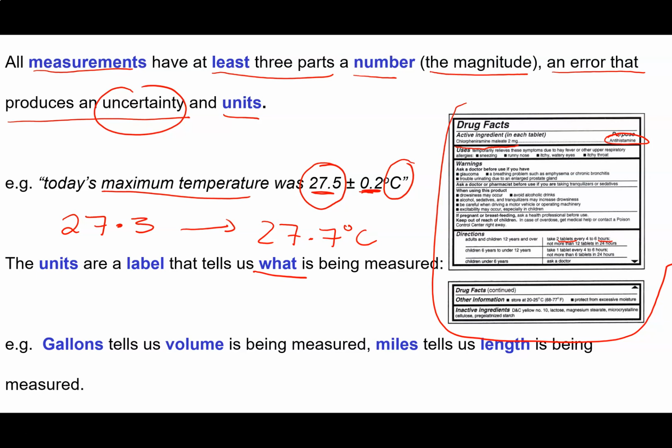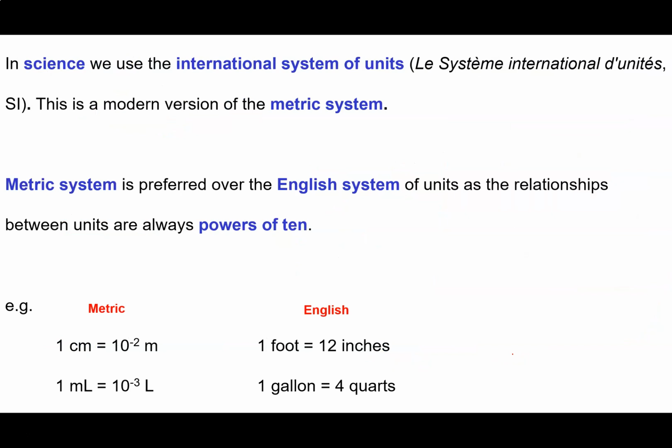So we've got 2, and up here we've got the unit of mass, right? So there's 3 different units at least. Here we got some temperatures, degrees Celsius and degrees Fahrenheit. So you can see there's a whole variety of measurements there. So these unit labels tell us what is being measured. If we see gallons, we know that volume is being measured. If we see miles, we know that it's length that is being measured.